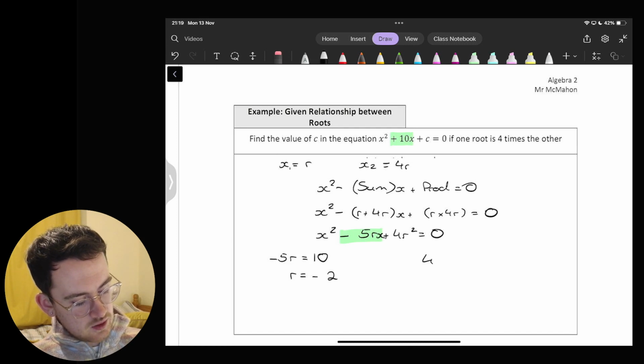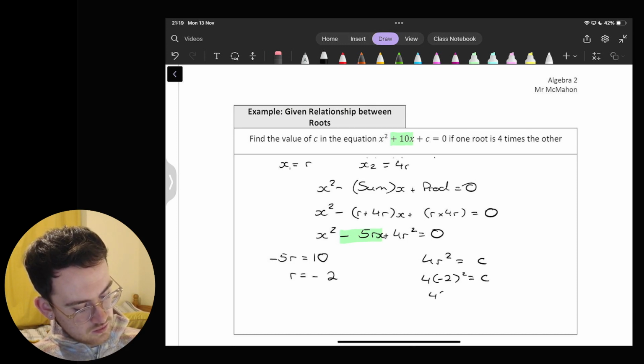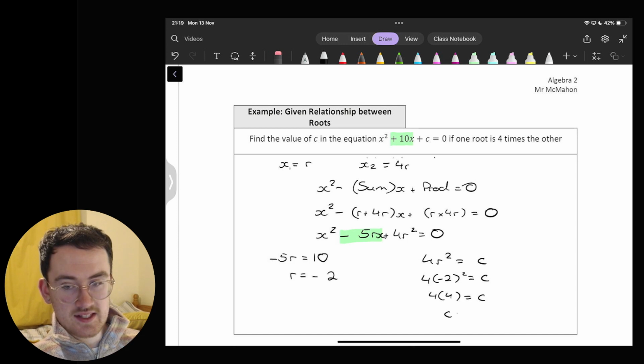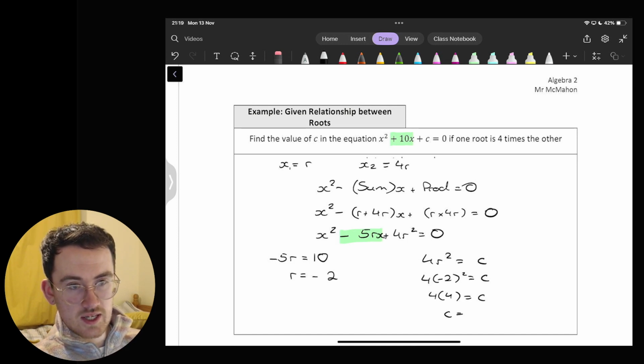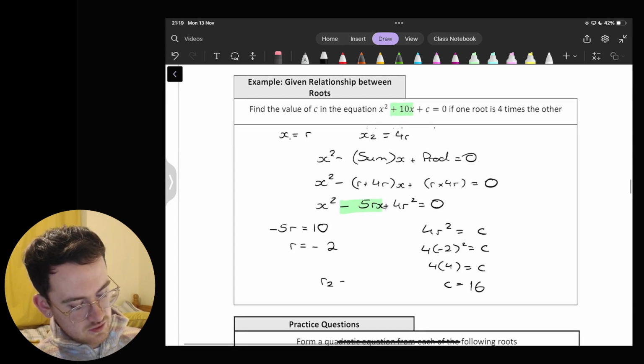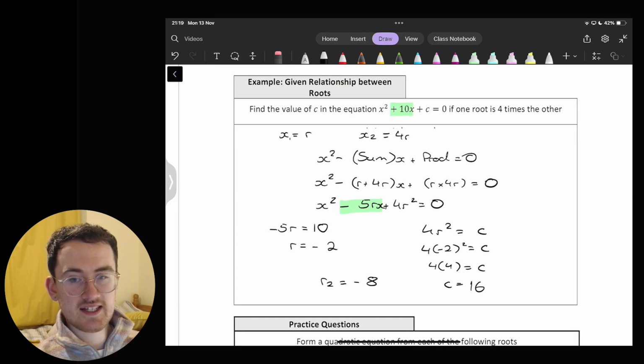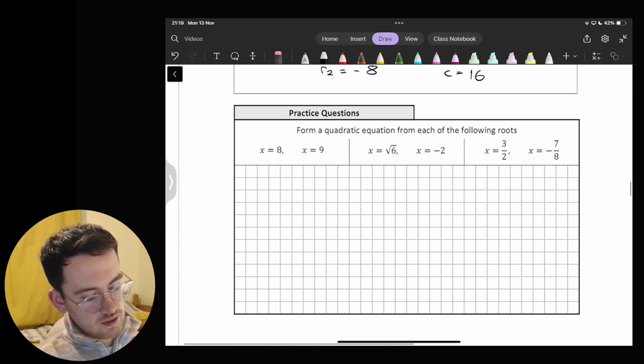And then I know that this last part, 4r squared, is equal to c. I now know what r is. So 4 times 4, so I'm getting that c is going to be, what? It's going to be 4 times bigger. Okay, so the other root is 4 times bigger, but I can get my value of c here being 16, and I can get my value for R2 if I want. It's just minus 8. So I can get my value for c, and I can get my value for R2 as well.